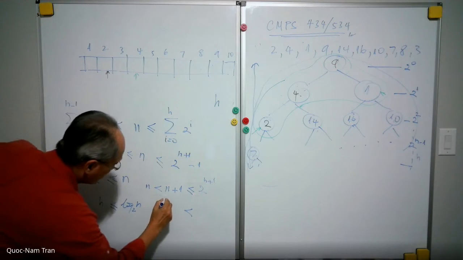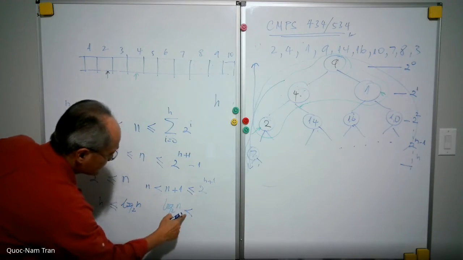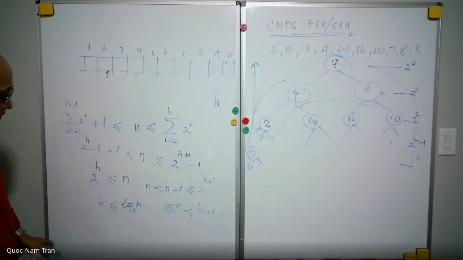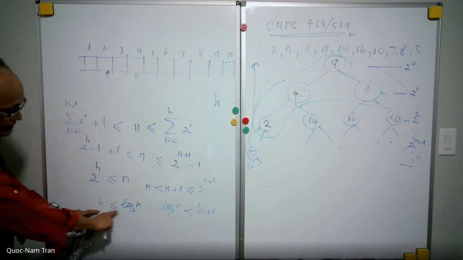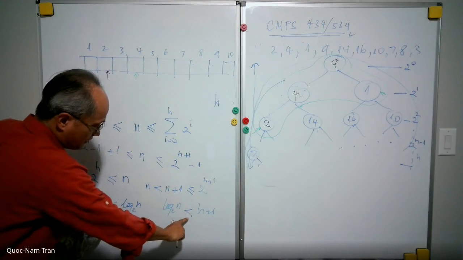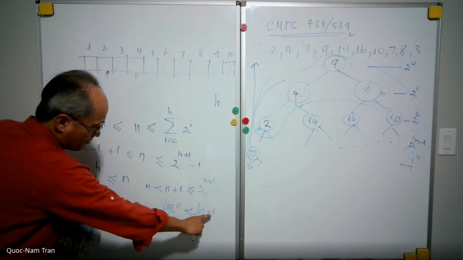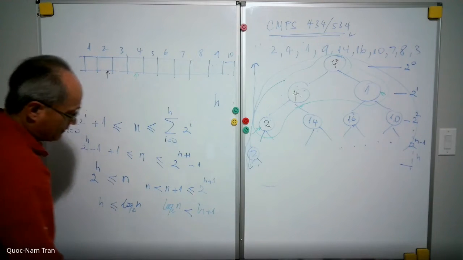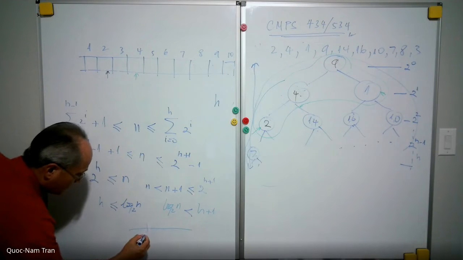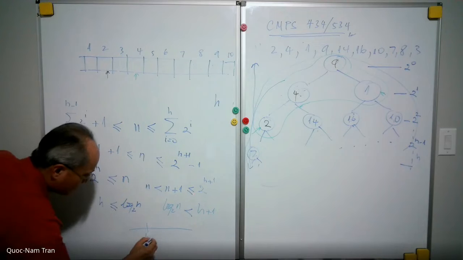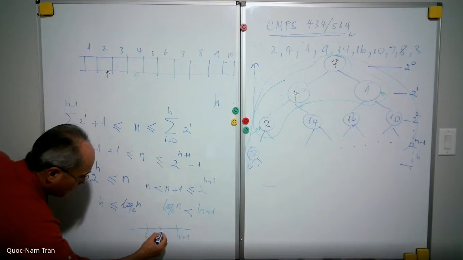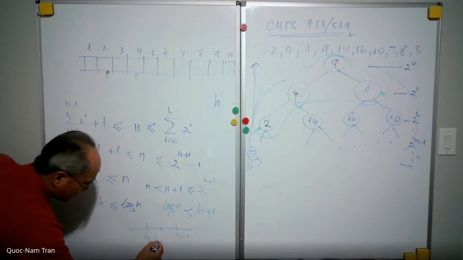Here you have log 2 of n less than, take log on both sides, h plus 1. So in other words, h is smaller than log 2 of n, and h is bigger than log 2 of n minus 1. Or in other words, what is h? Here is h, here is h plus 1. Then log 2 of n is between them, right?